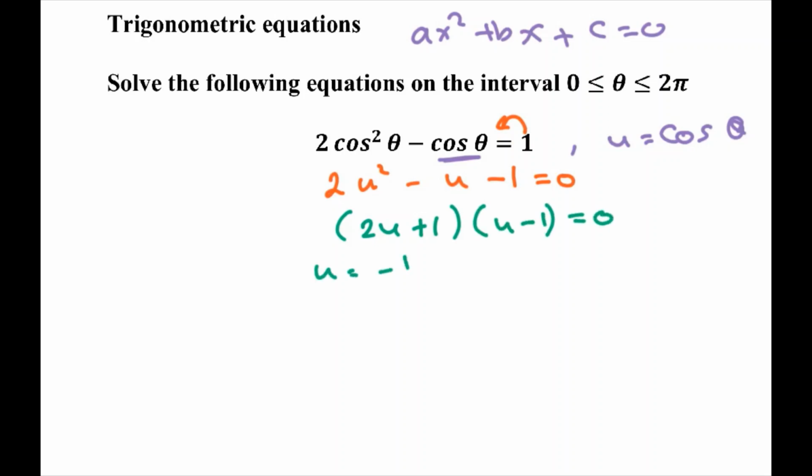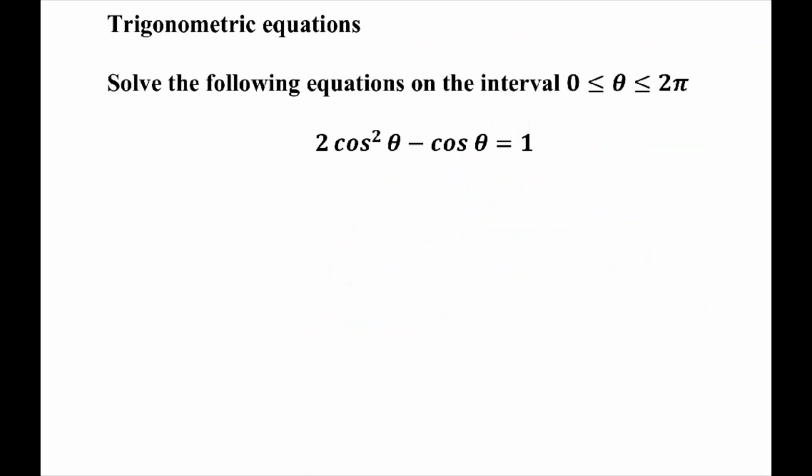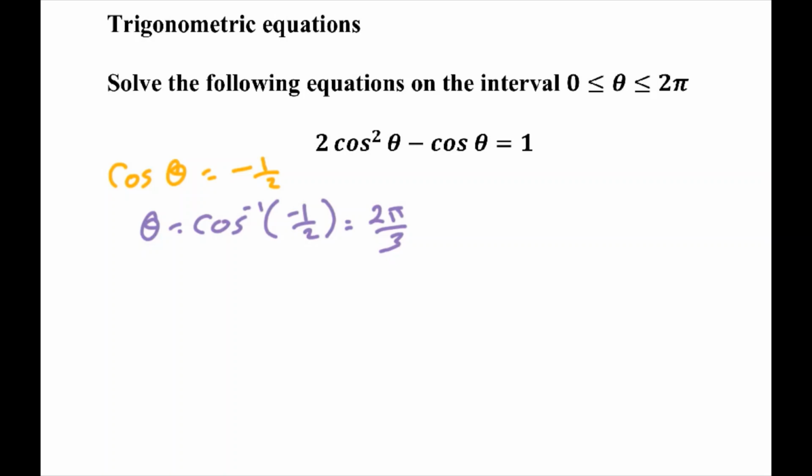So u equal -1/2 or u equal 1. Now I'm not calculating u, I'm calculating cosine theta. Now I'm going to take cosine inverse on both sides. Let's do it here. So I'm going to say cosine theta equal -1/2. Theta equal cosine inverse of -1/2, which is equal to pi over 3. The other side, cosine theta equal 1.